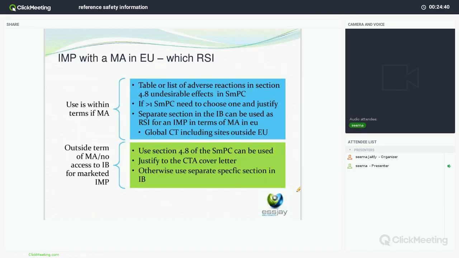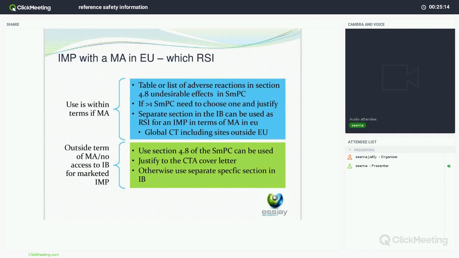Right, so now we just briefly touch on which RSI to use. If you are using your IMP within the terms of its licensed indication, then you would use the undesirable effects section in the SPC. And as I said previously, if you've got more than one, you would choose the most appropriate one with a justification. There are occasions when you can use a clearly separated section in the IB if you have an IB that covers global clinical trials, including those outside of the EU, and you have a marketing authorization within the EU.